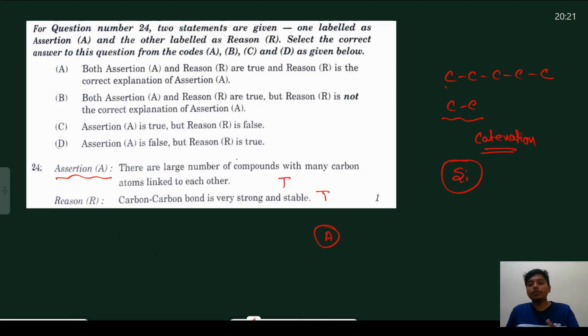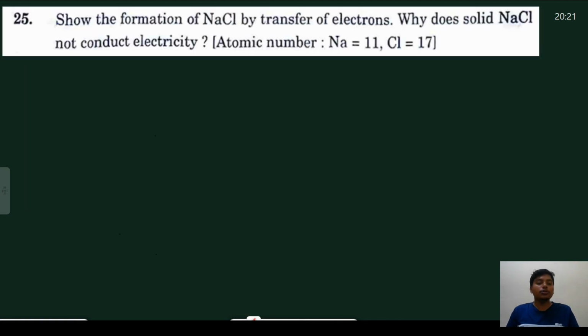Understood? Now going to the subjective questions. You have to write properly in those questions. Here, the first question given is the formation of NaCl by transfer of electrons. Why does solid NaCl not conduct electricity? Understood? So first, for NaCl, we have to show transfer of electrons. First you have to write sodium. The electronic configuration of sodium is 2, 8, 1, which means one electron in its valence shell, and on the chlorine side it will be 2, 8, 7.